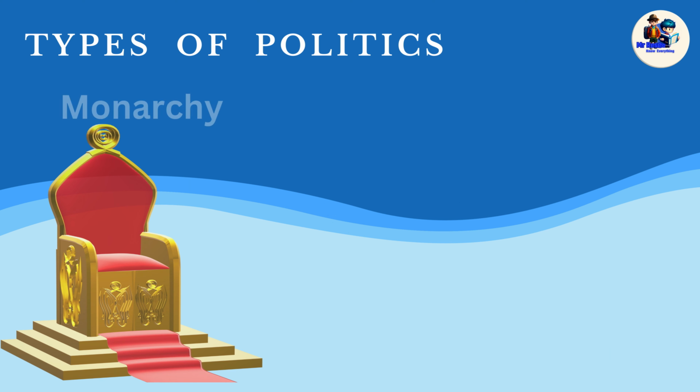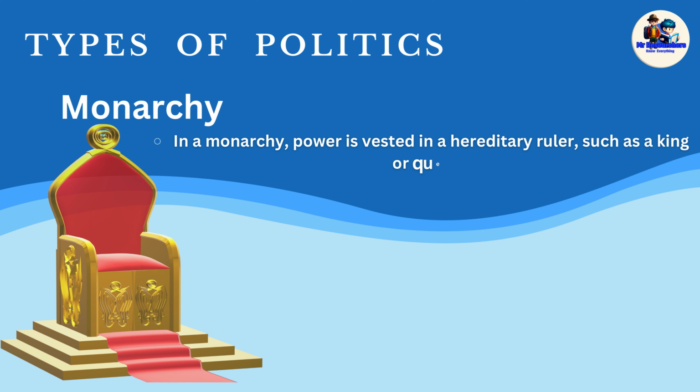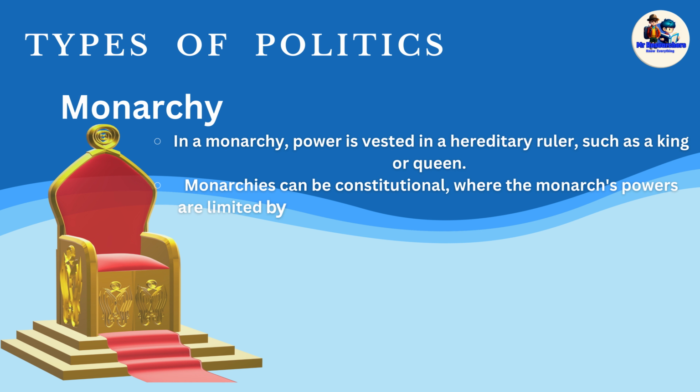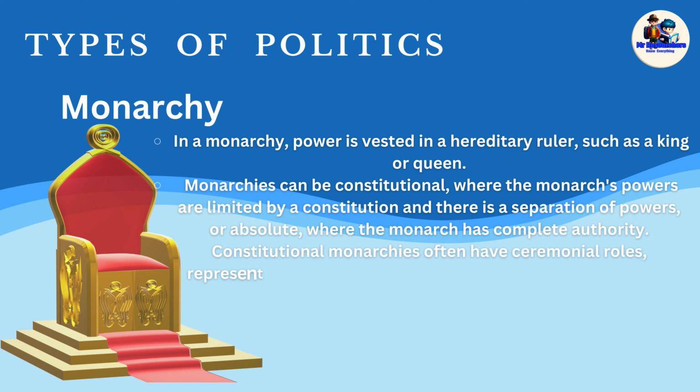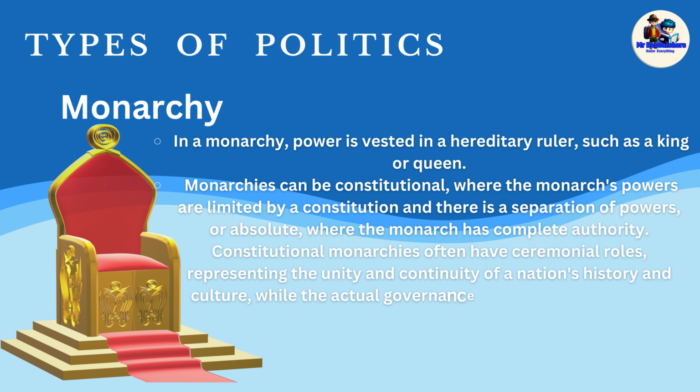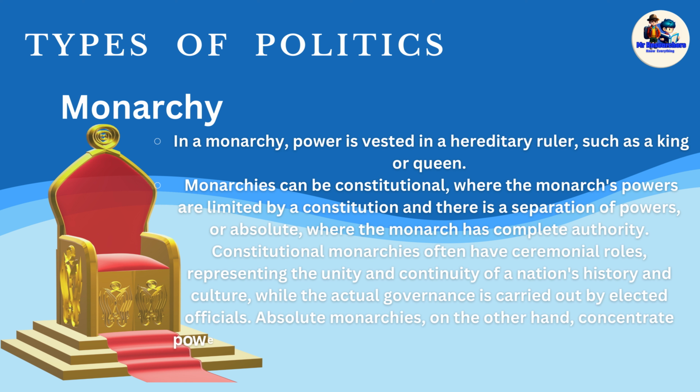2. Monarchy. In a monarchy, power is vested in a hereditary ruler, such as a king or queen. Monarchies can be constitutional, where the monarch's powers are limited by a constitution and there is a separation of powers, or absolute, where the monarch has complete authority. Constitutional monarchies often have ceremonial roles, representing the unity and continuity of a nation's history and culture, while the actual governance is carried out by elected officials. Absolute monarchies, on the other hand, concentrate power in the hands of the monarch, who exercises control over all aspects of governance.